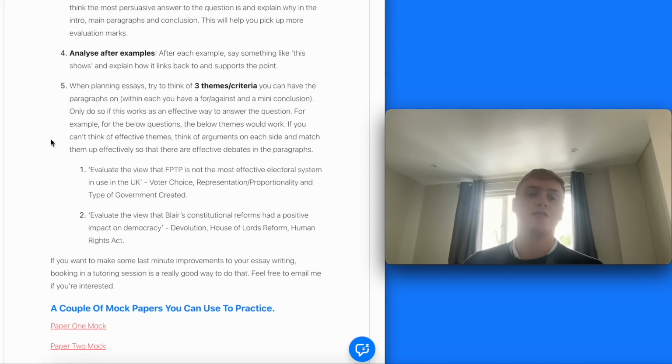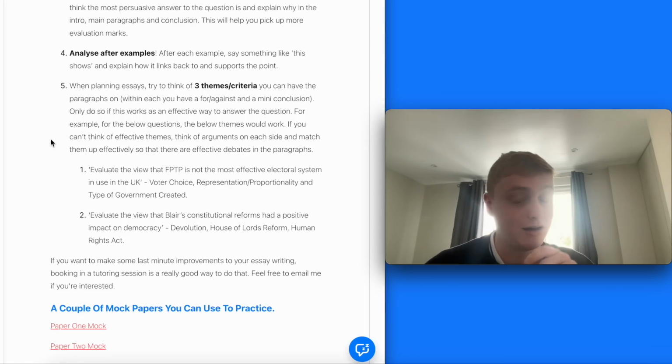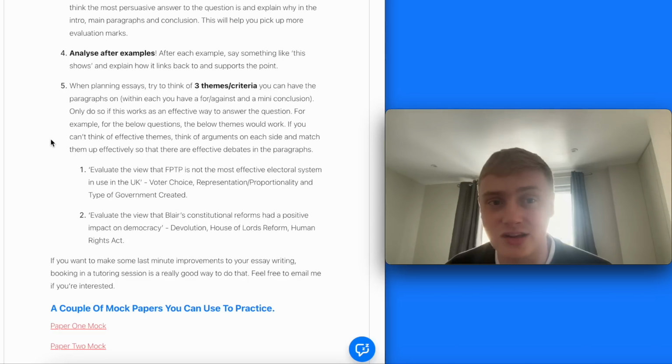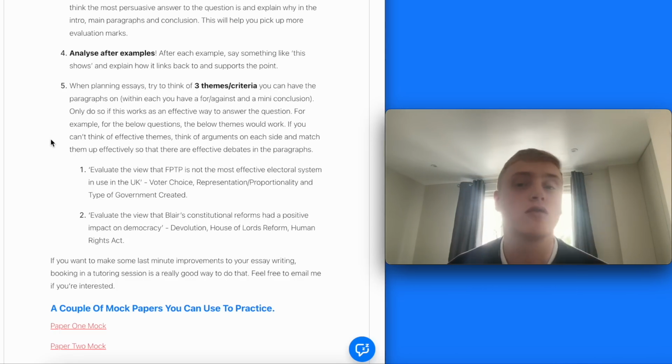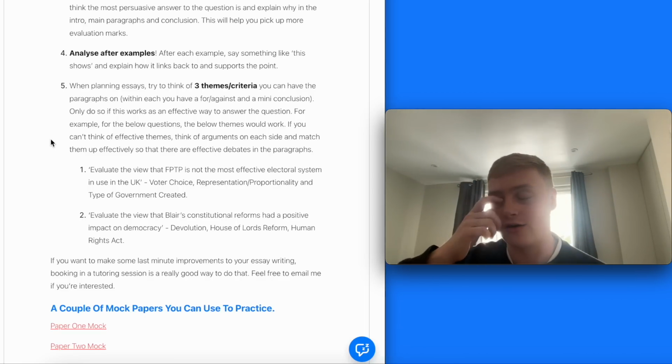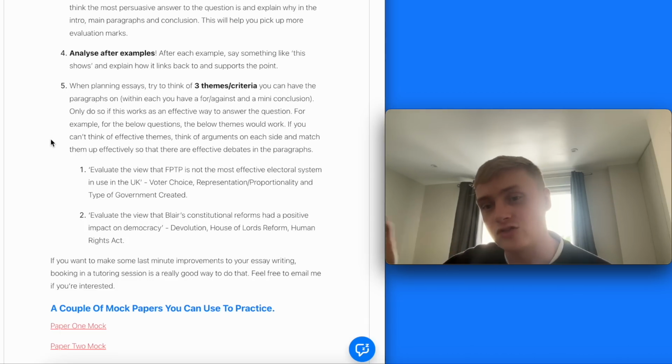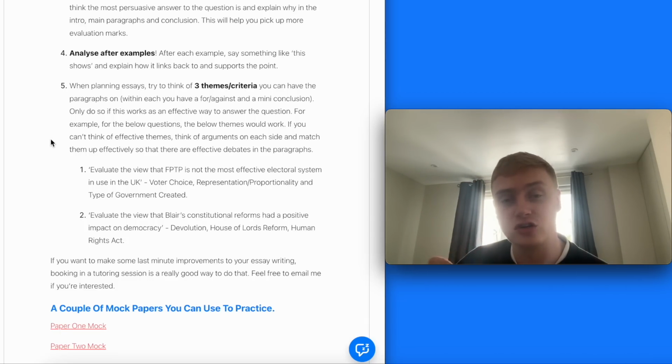And then a final point before I talk a little about source questions after, but a final key point is about planning essays. I think your ideal when you're planning an essay is to think of three themes or criteria as topics for the paragraphs. So for example, evaluate the view that devolution has been a success. As I said, you look at three key ways that can be judged: its impact on democracy, its impact on governance, and its impact on unity of the UK.